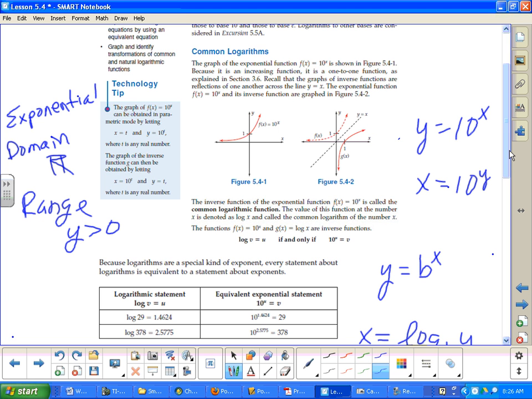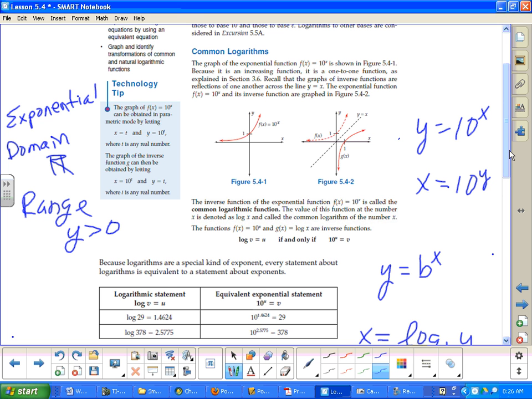So here in figure 5.41, they show the graph of f of x equals 10 raised to the power of x. And then in figure 5.42, they show the graph of, in dotted, 10 raised to the power of x, but in solid line they have the logarithm of x, which is log base 10 of x. So that's called the common logarithm.